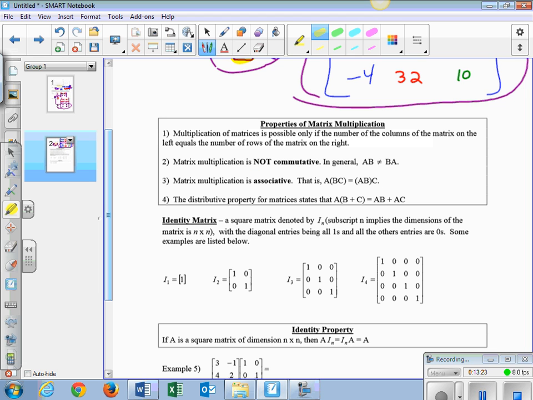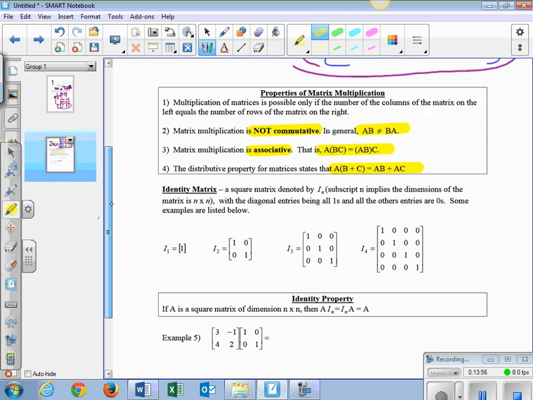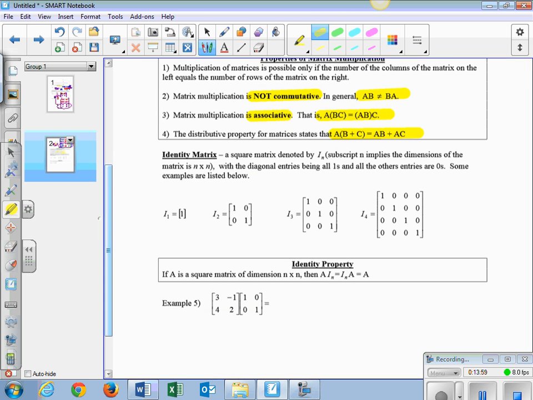Matrix multiplication is not commutative. A times B will not be the same as B times A. So it's really important that you write down the matrices in the order that they tell you to. Matrix multiplication is associative. That means I can do different groupings as long as I keep them in the same order. And it is perfectly okay in matrix multiplication. And the distributive property for matrices states that A times quantity B plus C is the same as A times B plus A times C. Okay, so those are just some properties we'll probably work with in the homework.